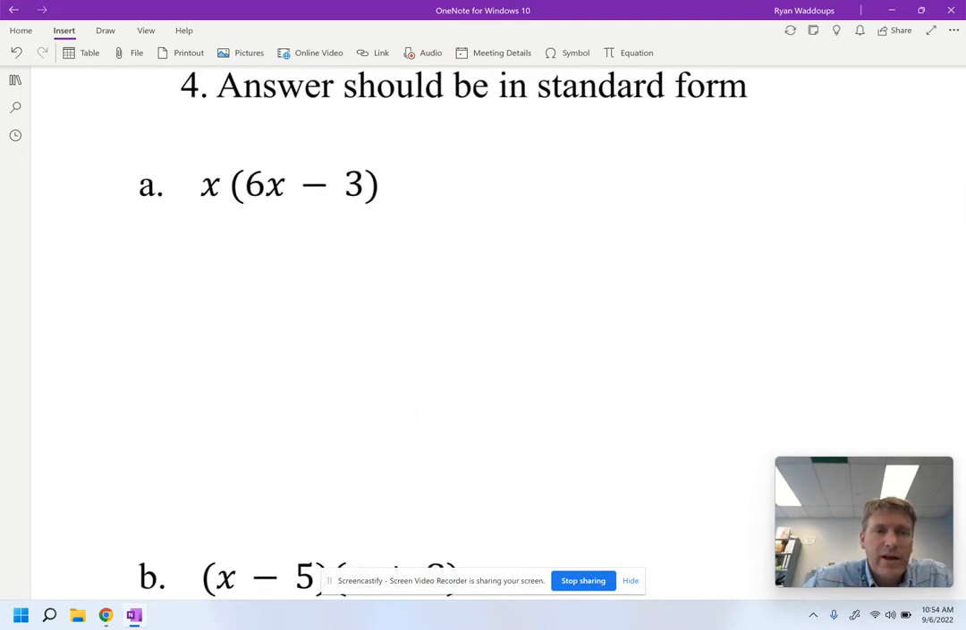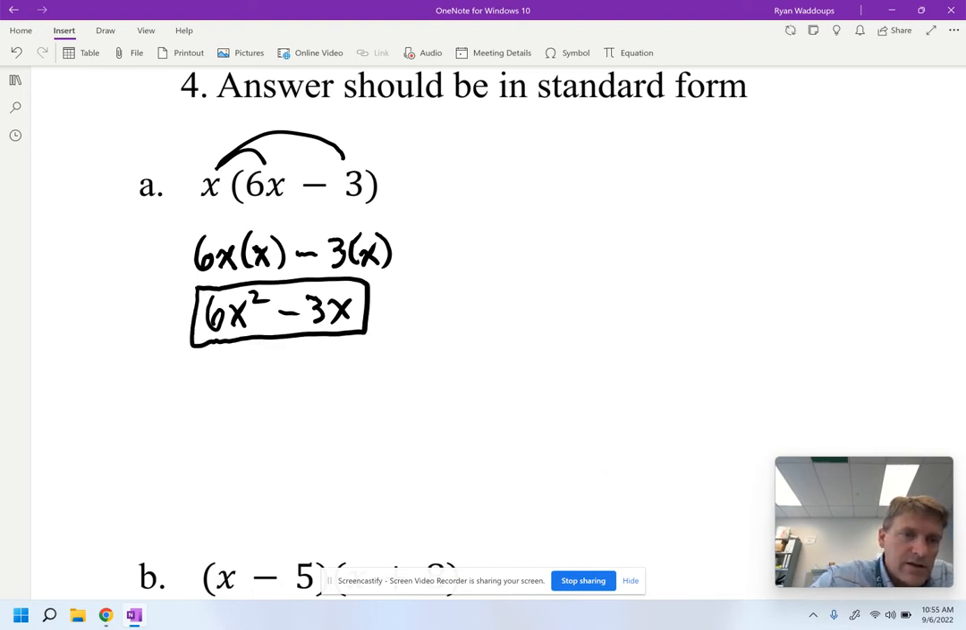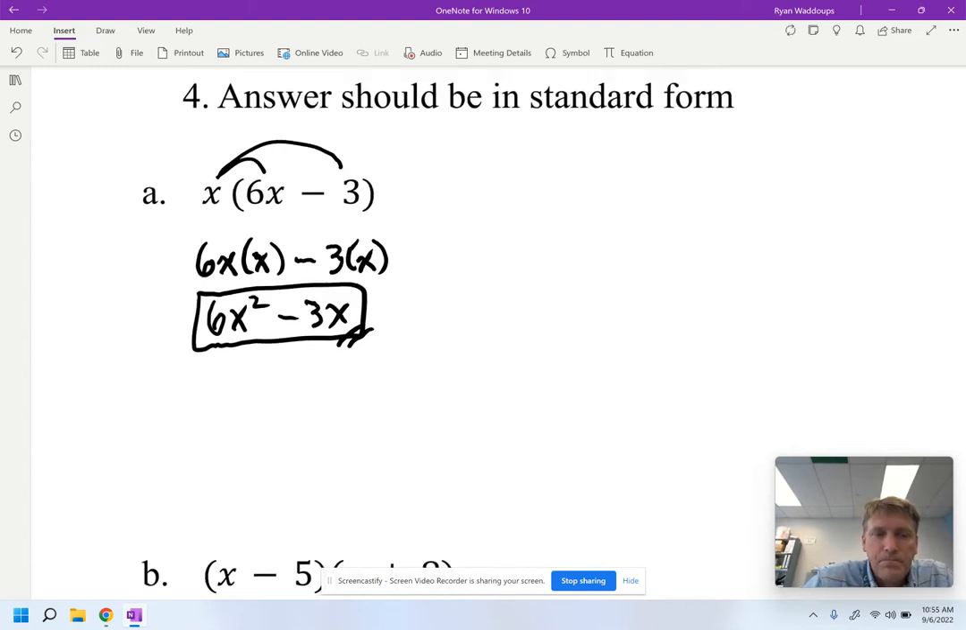x times 6x minus 3. So one way would just be to distribute that x times the 6x, and x times 3. And then 6x times x is 6x squared, and 3 times x is just 3x. And these are not like terms, and so we leave our final answer as 6x squared minus 3x.